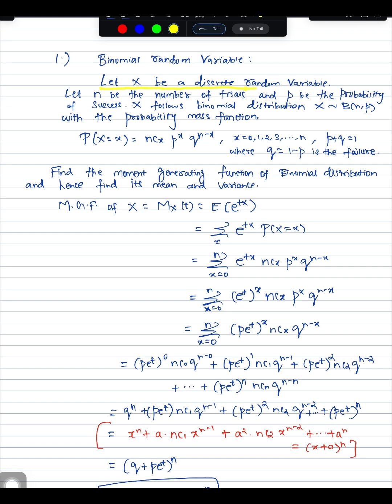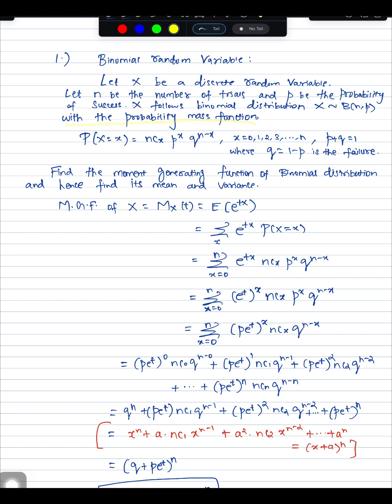Let X be a discrete random variable, let n be the number of trials and p be the probability of success. X follows a binomial distribution, that is, X is following a binomial distribution with two parameters n and p. You can see here the number of trials is n and p is the probability of success.